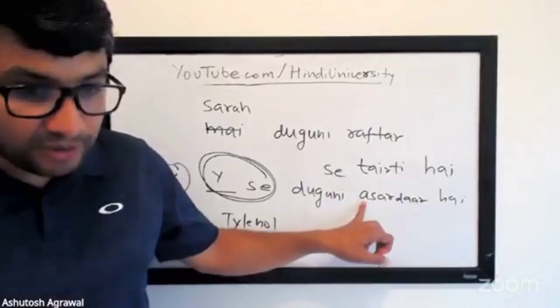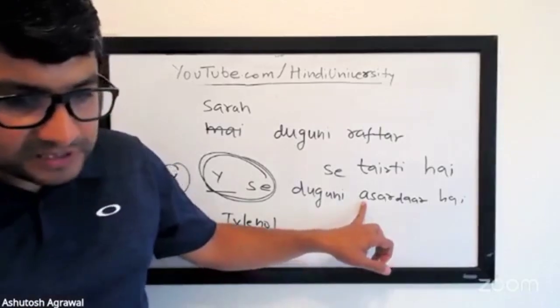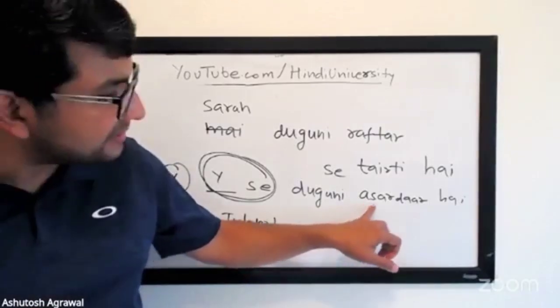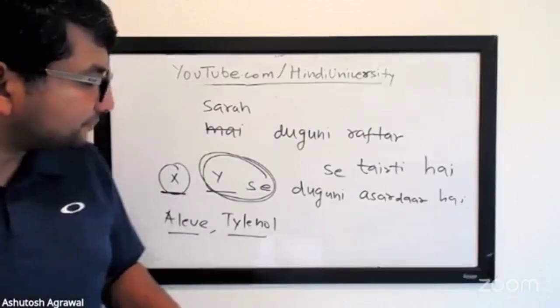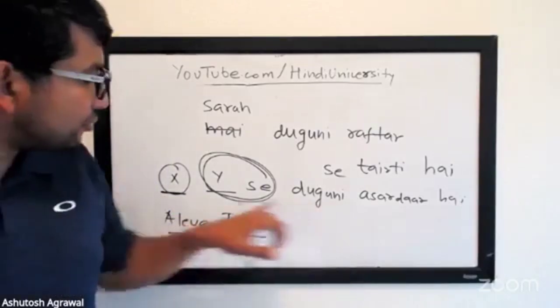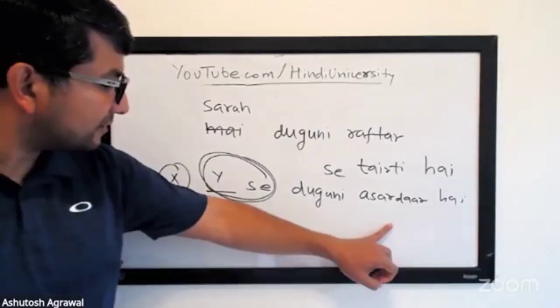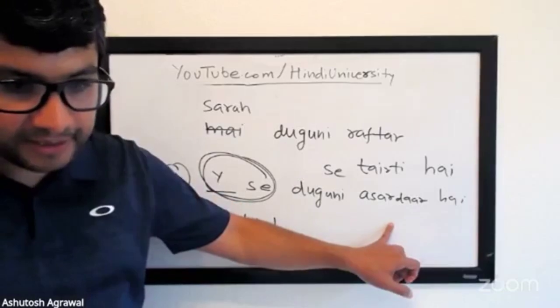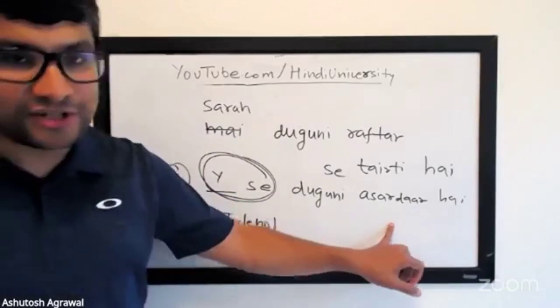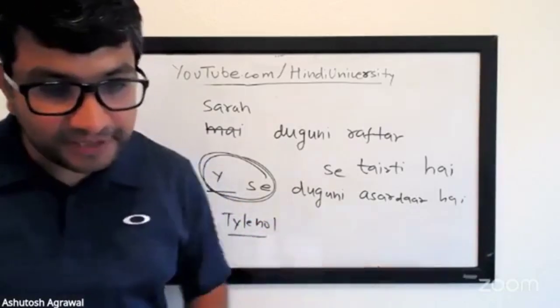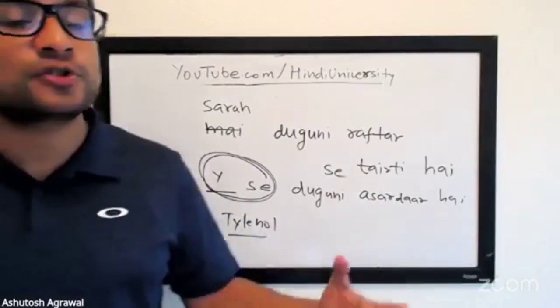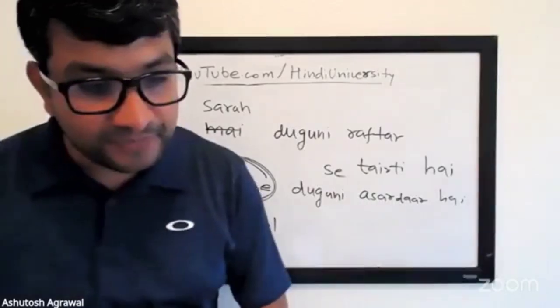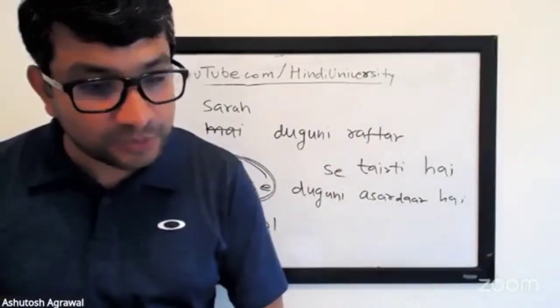You can use asar also, but my sentence will slightly change, right? But this is effective. You can say also X का असर Y से दुगुना है. Just like in English, you can use effective versus effect, right? I mean, the effect of X is twice as much as Y, or X is twice as effective as Y.